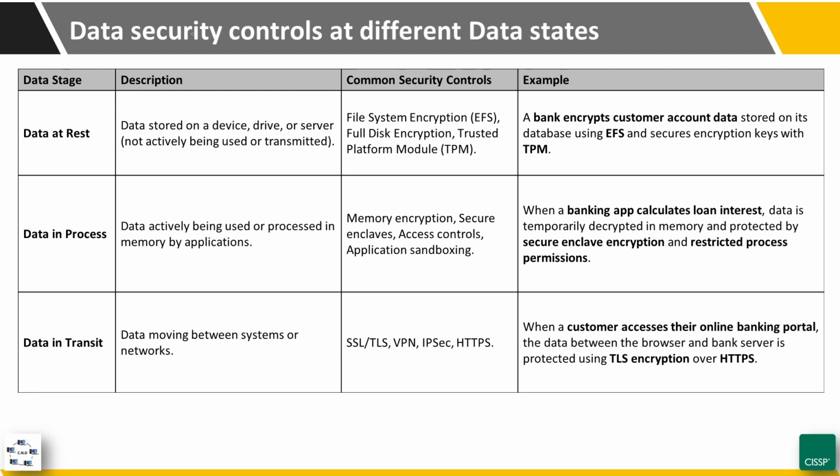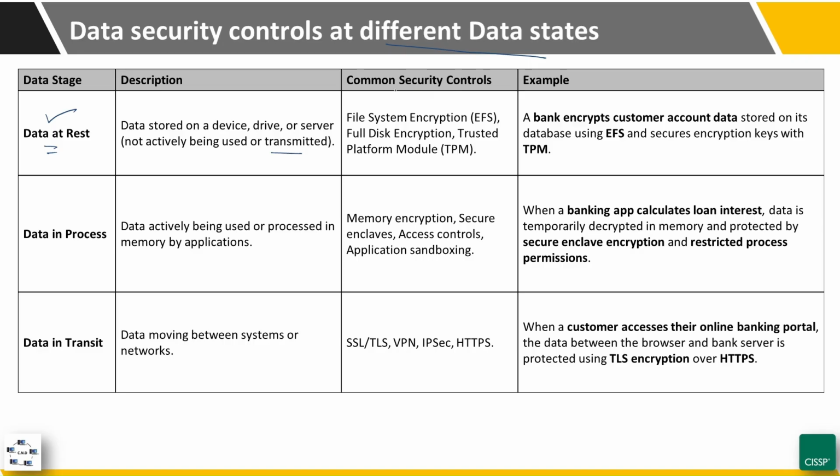So our next topic is data security controls. Security controls at different data states. Data can be at different states, for example, data at rest, data in process, and data in transit. What are some common security controls that are applied to data during its different states or stages? And we will also give an example for each. So the first one is data at rest. At rest, data is stored on a device, drive, or server. In this state, data is not actively being used or transmitted. Data is simply stored or archived.